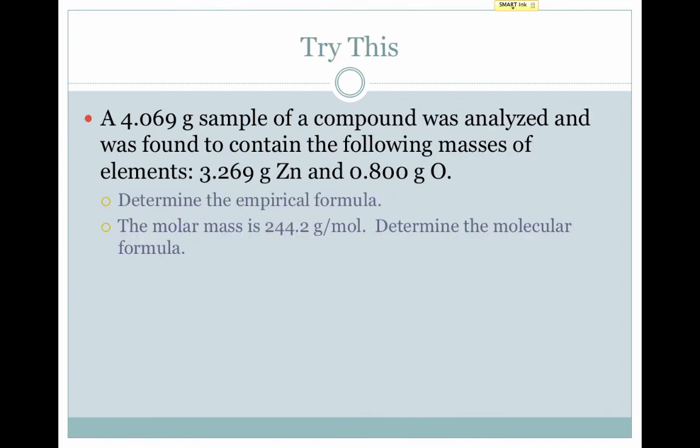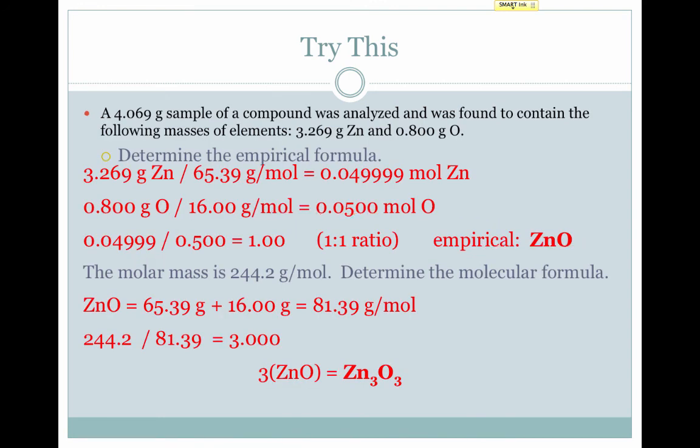Here's a problem to try on your own. Pause the video here and see if you can work through this problem. First, you're asked for the empirical formula, and once you've determined that, you're asked to convert it into a molecular formula. Welcome back. Here's what you should have gotten. An empirical formula of zinc oxide, 1:1 ZnO, and a molecular formula of Zn3O3.